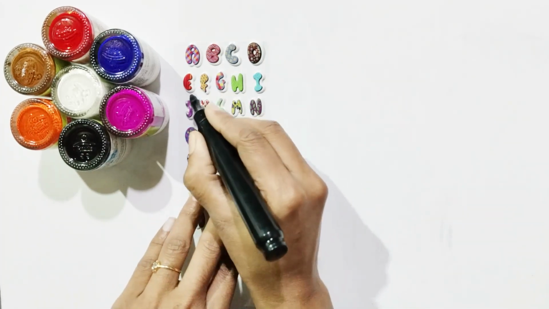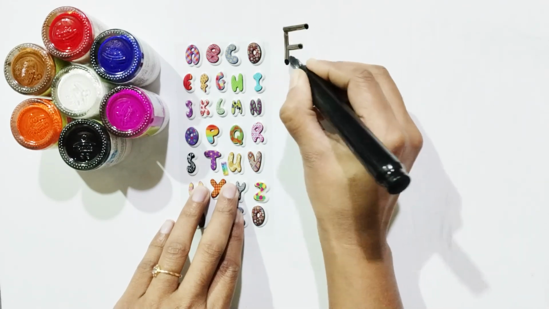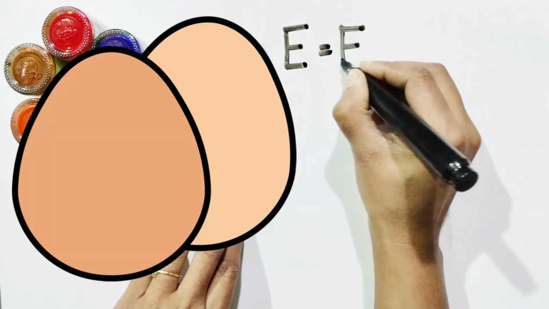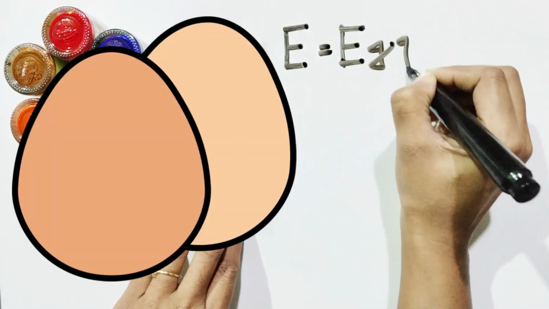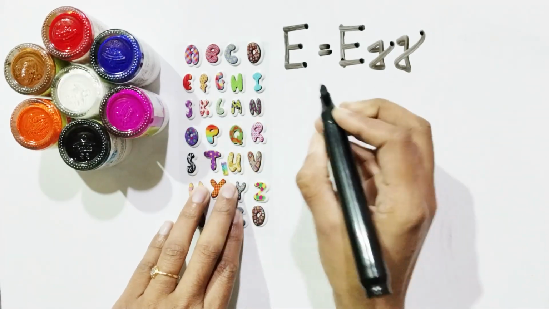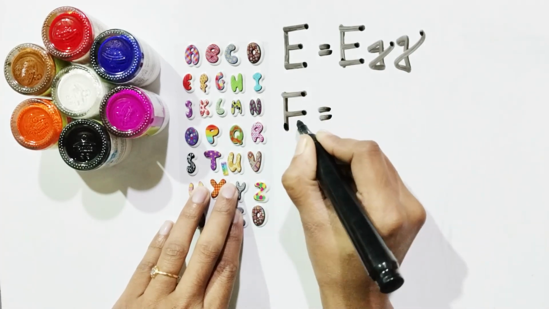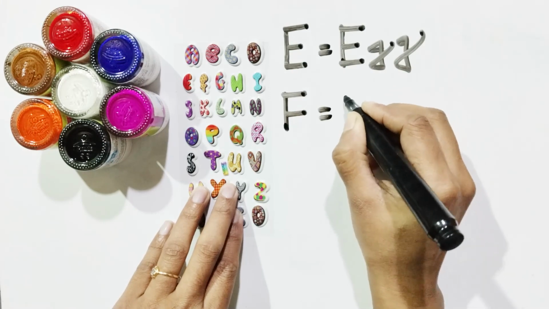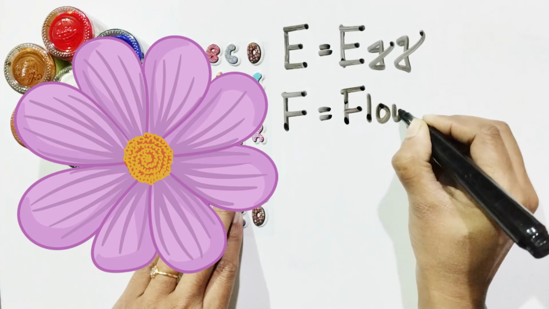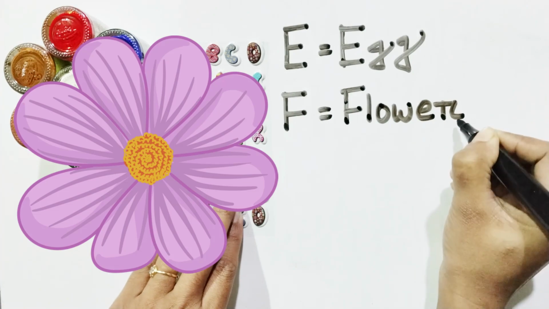Say with me E. Write with me E. E is for egg. E double G egg. Say with me F. Write with me F. F is for flower. F L O W E R flower.